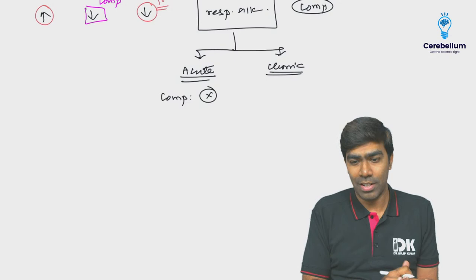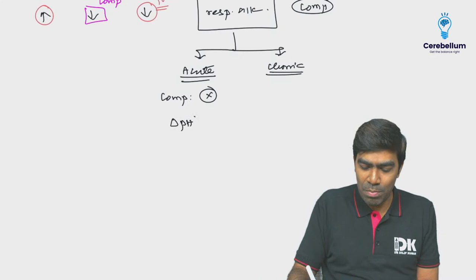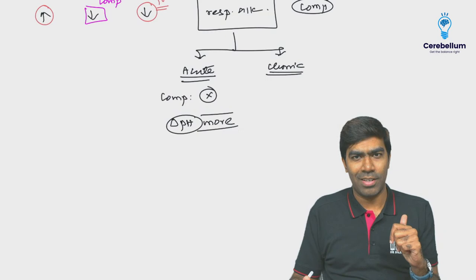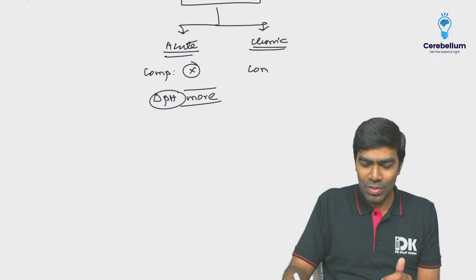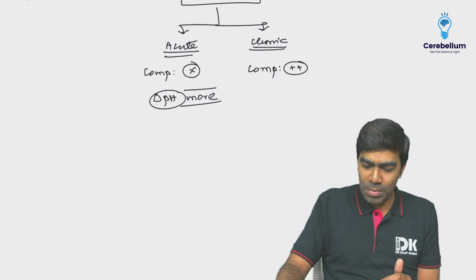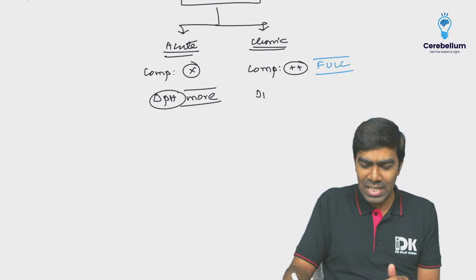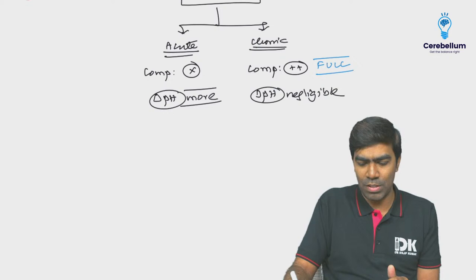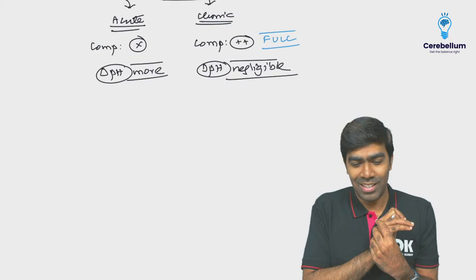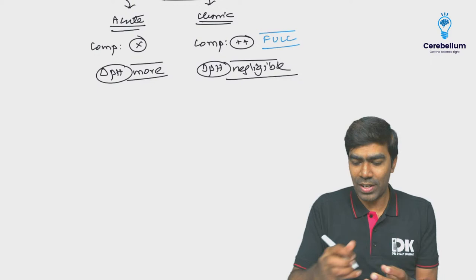So the compensation is going to be very, very poor. In acute respiratory disorders, the change in the pH will be more. There'll be a rapid drop in the pH. But in chronic respiratory problems, the compensations will be very, very good. In fact, most of the time, the compensation will be full. It won't be partial. Rather, it will be full compensation, which means the change in the pH will be very, very negligible, which means most of the time, patients can even have a normal or a near normal pH. Okay, near normal pH in chronic respiratory disorders. That's why we can say it's a full compensation.